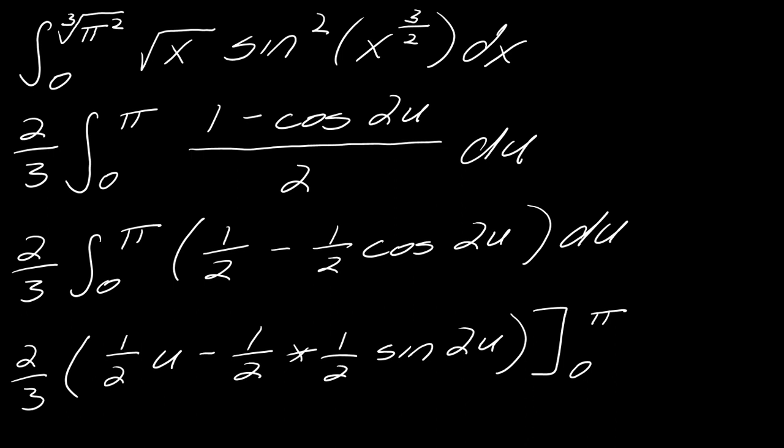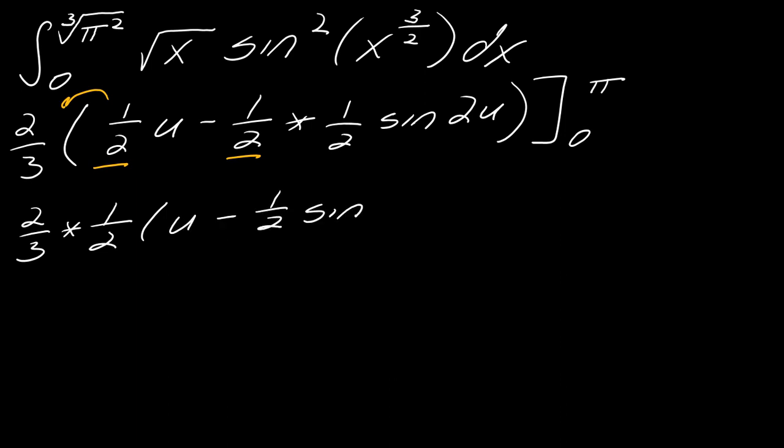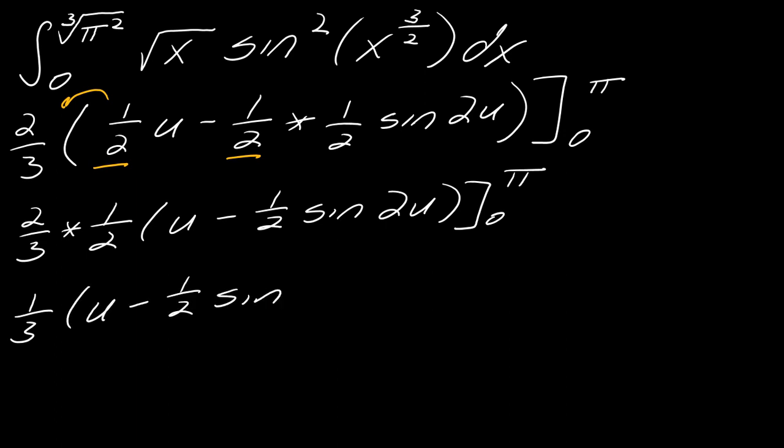So I'll clear some space again. And now we just want to be clever with how we're evaluating this. As I look through this, notice that I could factor out at least one of those 1/2s. So I'm going to factor that out in front here. So I get 2/3 times 1/2, and then u minus 1/2 sine of 2u, which I still have to evaluate. And so then I have 1/3 times u minus 1/2 sine of 2u. So now I can go ahead and push forward with this.